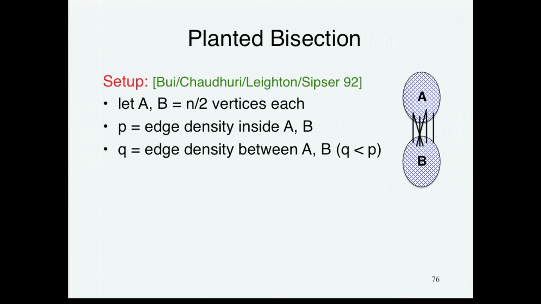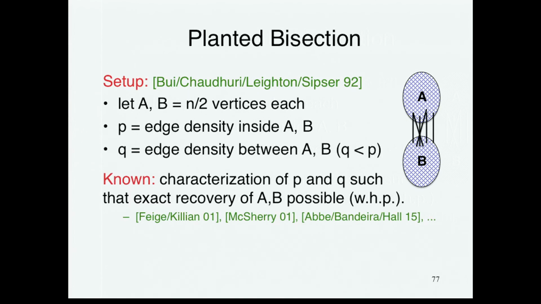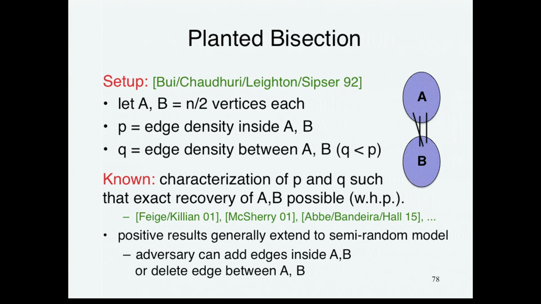So what people have thought a lot about, and there's some pretty deep and amazing work on this, is for exactly which values of P and Q, so for how big a gap, can you recover this planted bisection in polynomial time? There are very precise answers known to this question, and you even have results in the semi-random model. So what would be the natural monotone adversary for bisection? Well, again, the adversary should make the problem only easier. So it's allowed to add edges within each of the two groups, or it's allowed to delete edges between the two groups. So that's the semi-random model of planted bisection, and the results for the random model generally extend to the semi-random model.